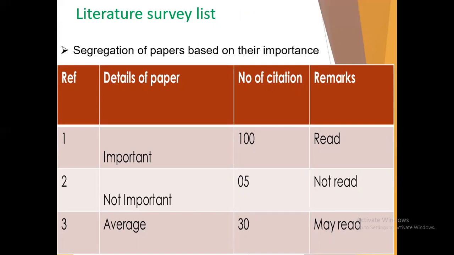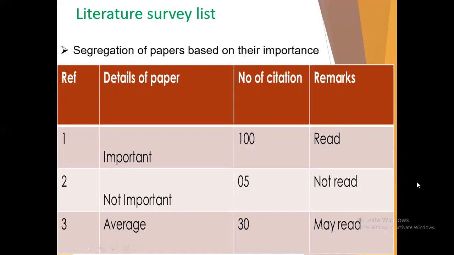Now you have to distinguish between the important articles and the not important articles. That distinction you can do on the basis of citation. Citation means if one article has been followed by a number of people, it has been cited by a number of people, you can consider that as important. But at the same time, it is not always correct. If one article has been published recently and it has not been cited by many people, you can also consider that one as an important one.